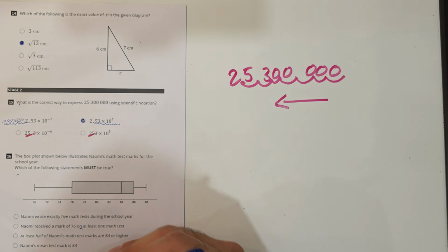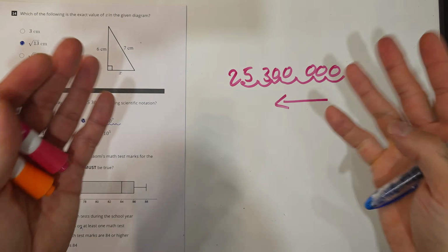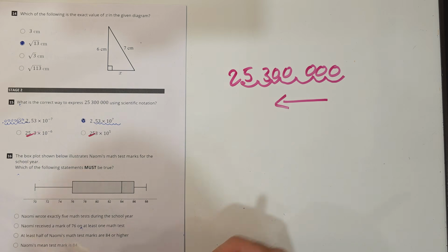Okay, but the mistake comes from this. You're moving to the left. Your teacher said moving to the left is how you have negative exponents, and that's what you think, okay? But it depends.